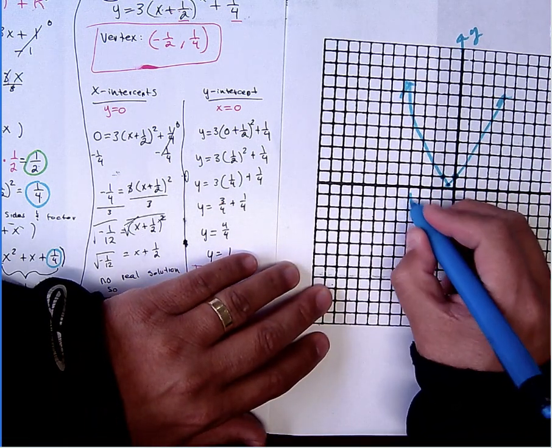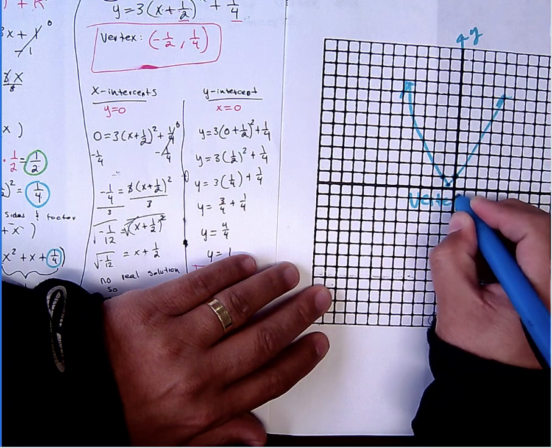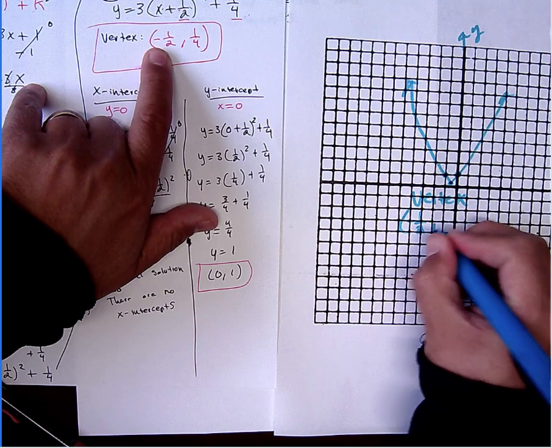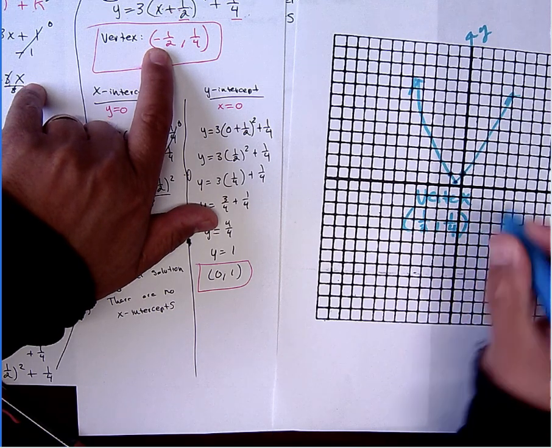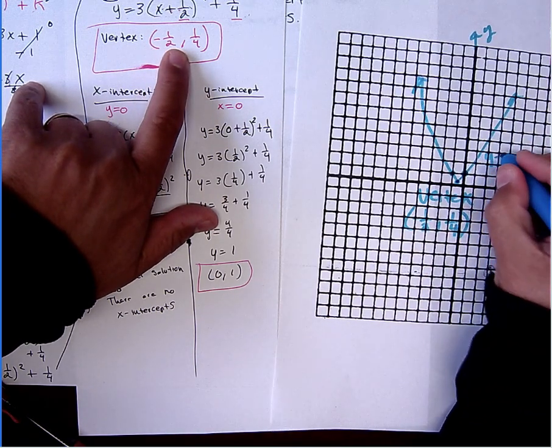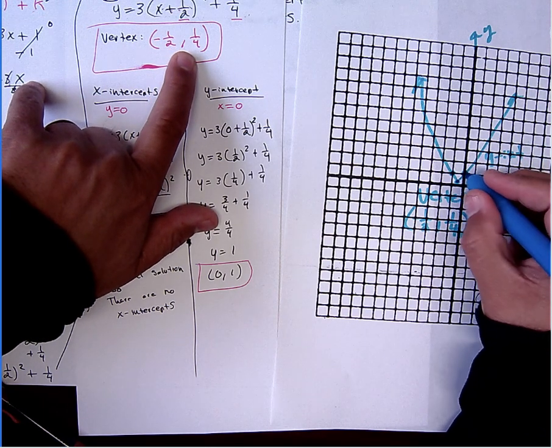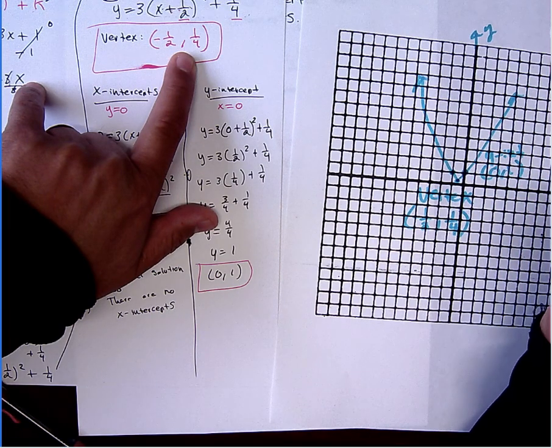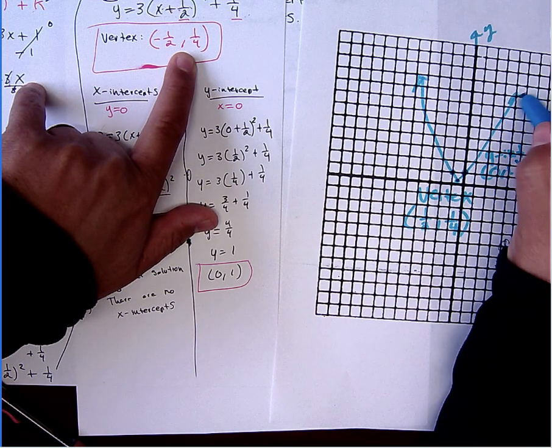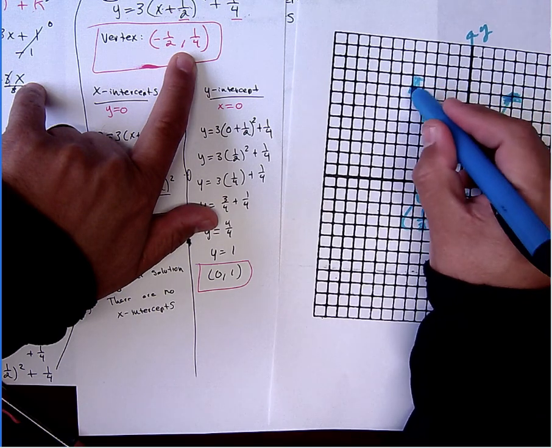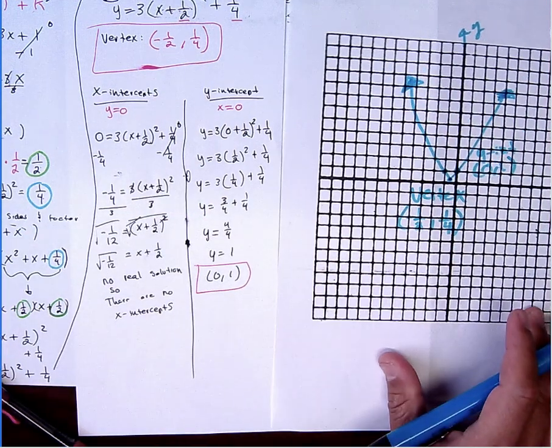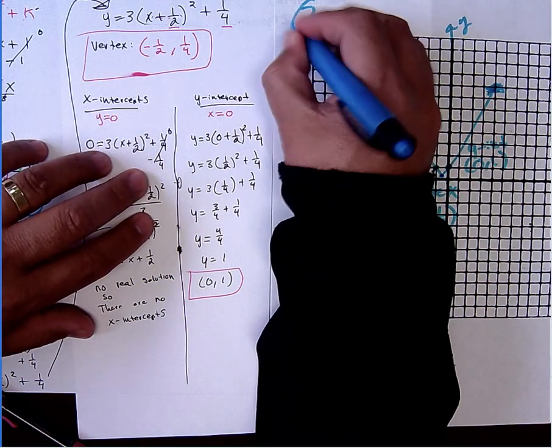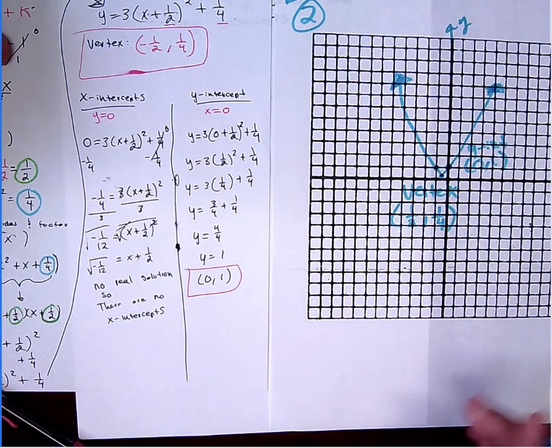The vertex would be this. And we have a y-intercept, which is 0, 1. That's it. That's it for this one. So this is question example 2. I'm gonna stop the video.